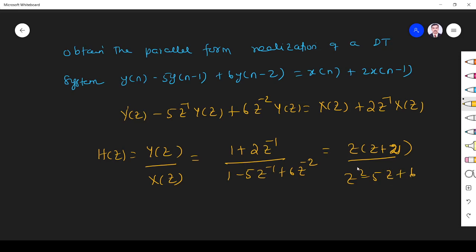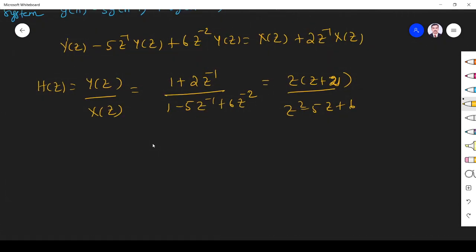Why am I taking it in terms of z? Because I want a partial fraction of the given H(z). Whenever I want to realize the parallel form, we should get the partial fraction expansion. That's why I take everything in terms of z. You can get a partial fraction in terms of z power minus 1 also, no problem.